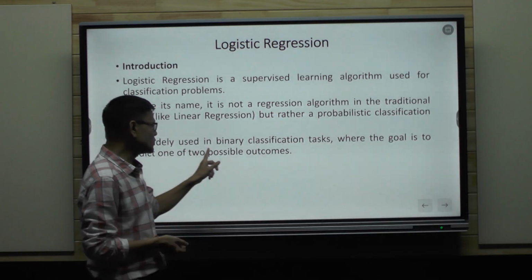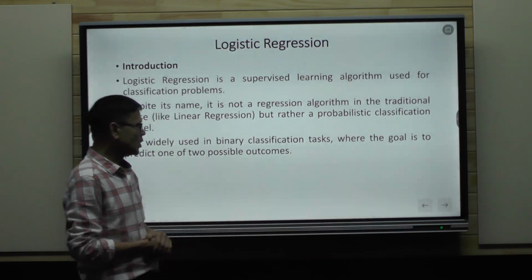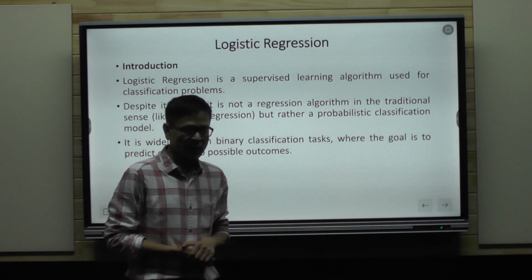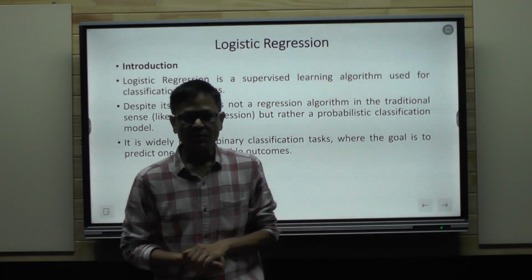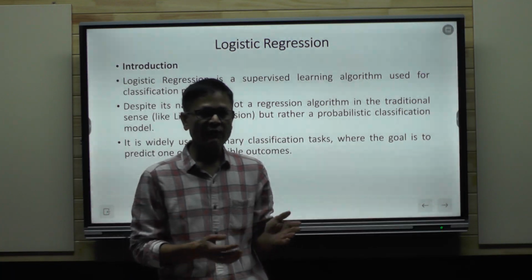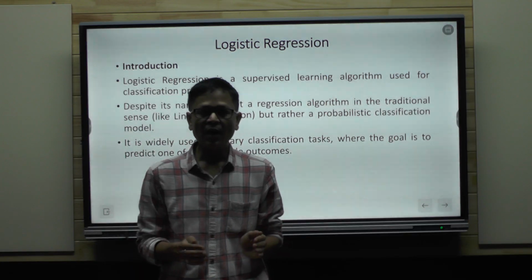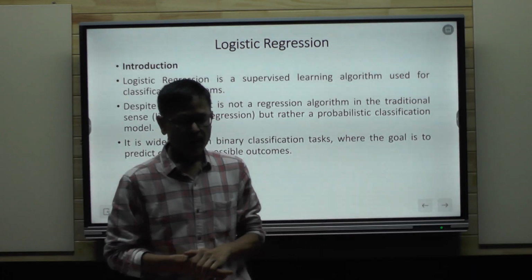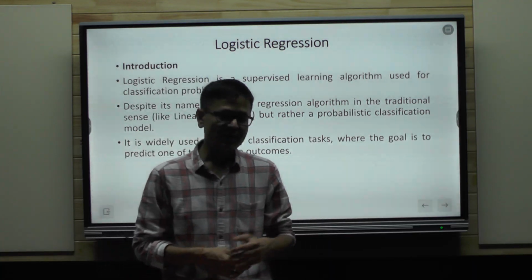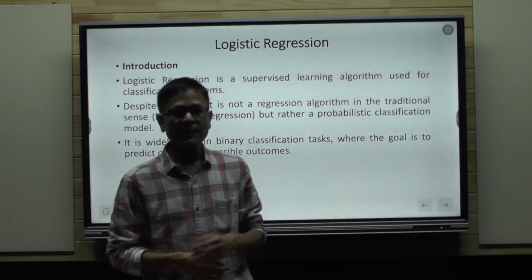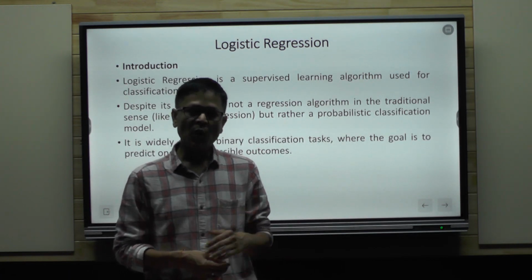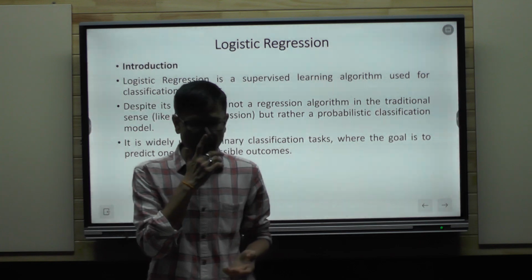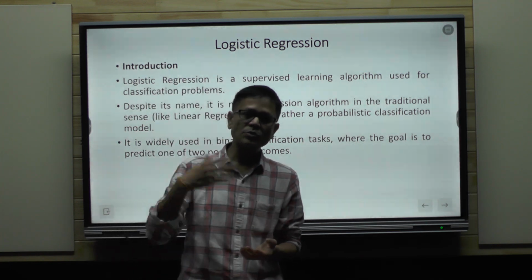But it is called logistic regression, though it is a probabilistic classification algorithm or model. It is widely used in binary classification tasks, where the goal is to predict one of two possible outcomes. A classification problem is where you have to group certain data into class A and class B. So logistic regression is mostly used in a binary classification problem where the response or the output is between yes and no. Yes means you belong to a certain class, and no means you don't belong to that class, you belong to the other class.